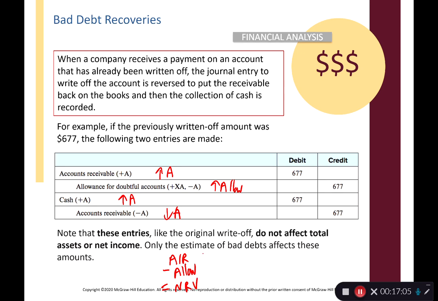So I'm going to make up numbers again. We have receivables of 1,000. I'll use those same numbers I used before. The allowance is 200, giving me a net realizable value of 800. If we write off 100, then we take out the receivable, we take out the allowance, leaving us with 900 and 100, or a net realizable value still of 800.